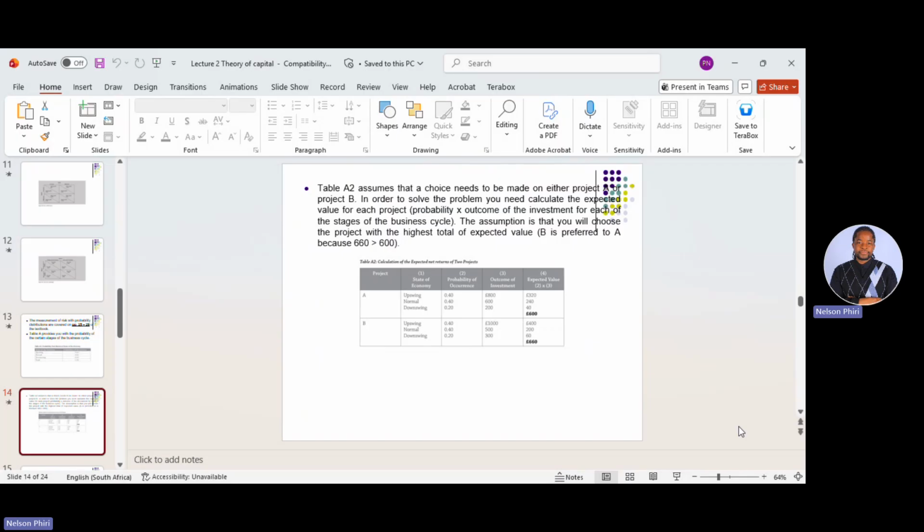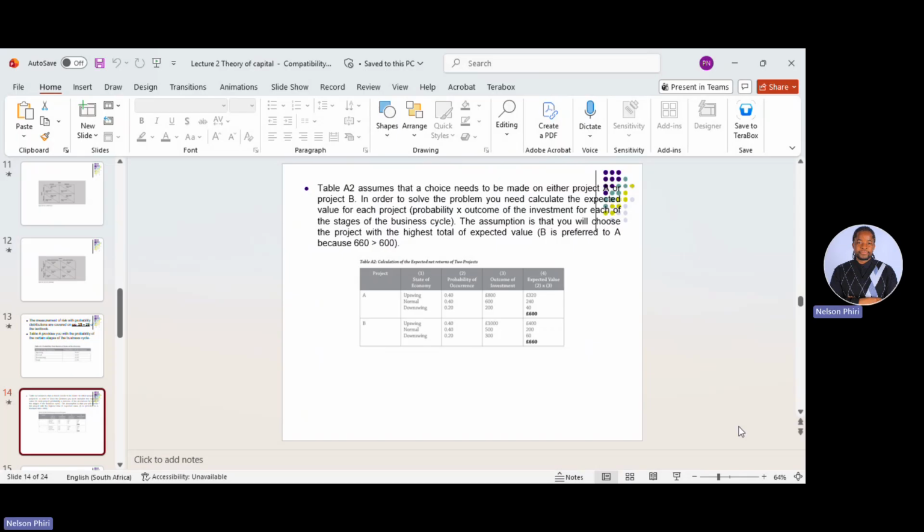You take the outcome of the investment, 1,000 times 40%, you get 400 pounds. 500 times 40%, you get 200. Then 300 times 20%, you get 60. Add them up, that is 660. So obviously in this particular case, project B is much more preferable than project A because it gives us a higher expected return. So this is the expected return.